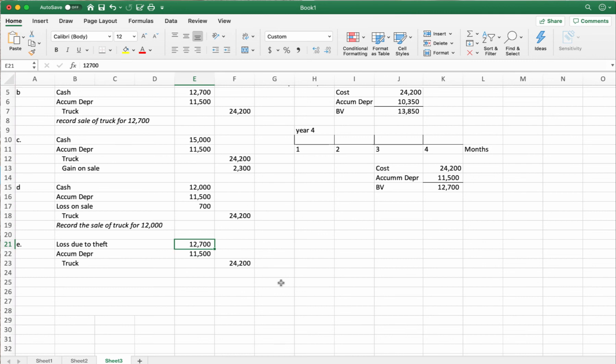And that's, my friends, how you do 9-5A. Okay. When we come back, we're just going to jump into chapter 10. And chapter 10 talks about accounting for liabilities. So tune back in for that one.